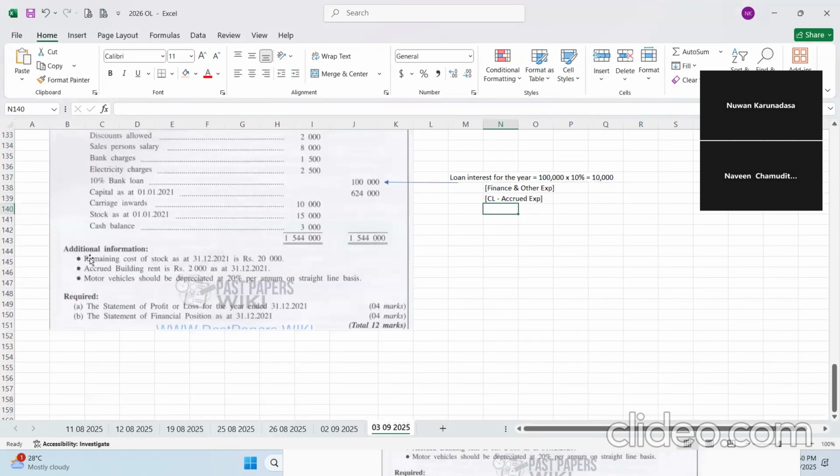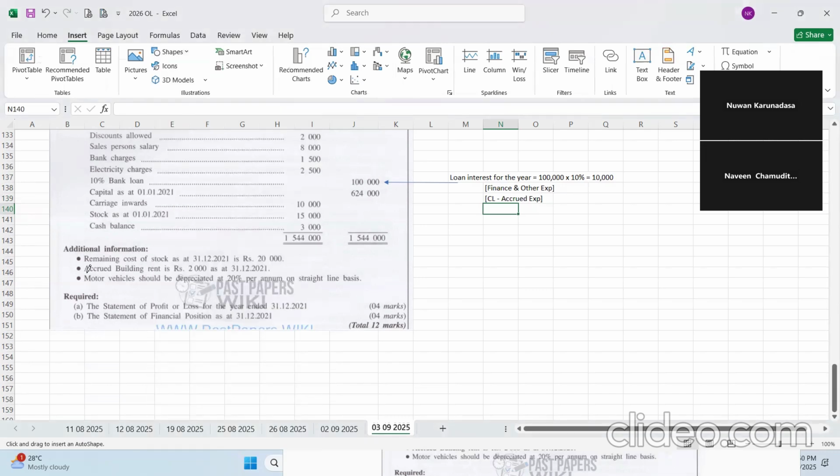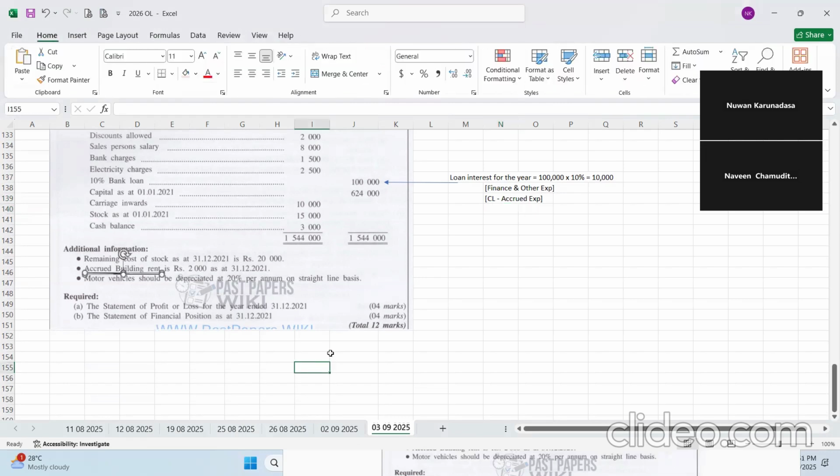Other information. The remaining cost of stock at 31st December 2021, 20,000, that is closing stock you must take for the cost of sale calculation and to current assets. Then accrued building rent 2,000 as at 31st December 2021. Accrued means you haven't paid. It's a current liability. Accrued is a current liability.